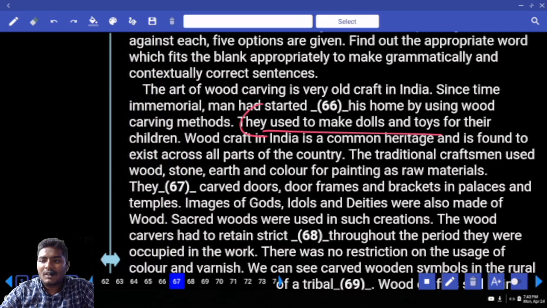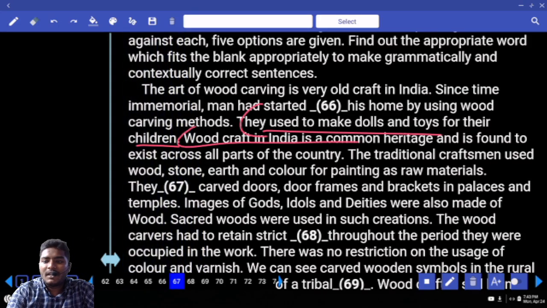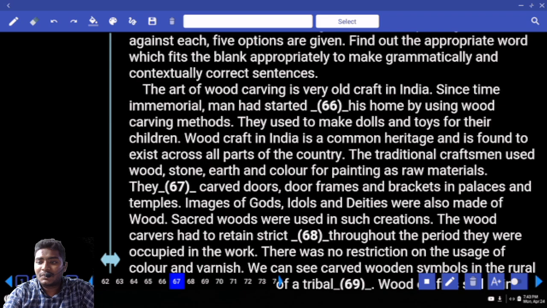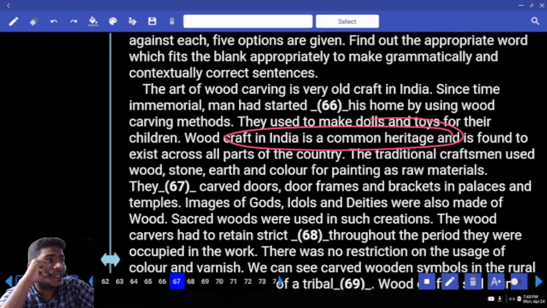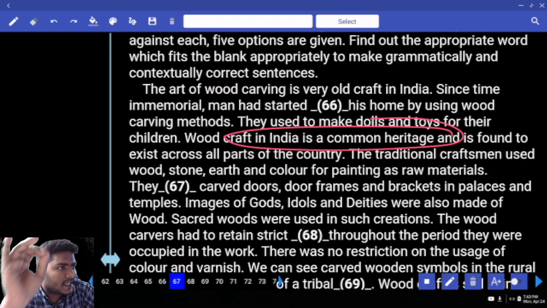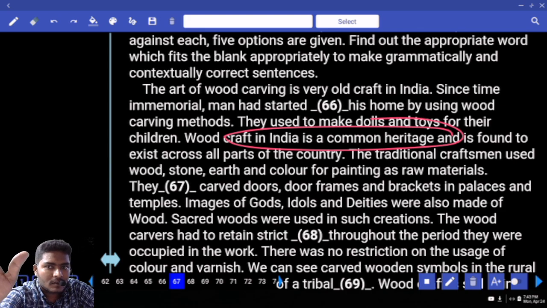They used to make dolls and toys for their children. Woodcraft in India is a common heritage. Remember this point very carefully. What is the terminology here? Common heritage. What does it mean? Woodcraft in India is a common heritage. Can you tell me the meaning of this?